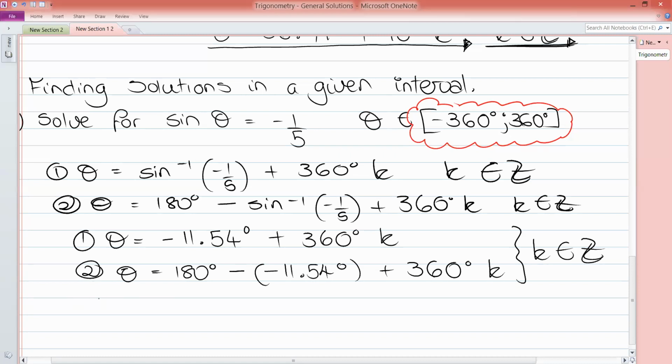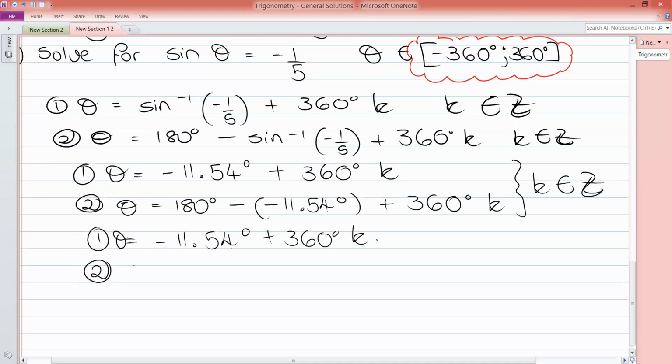Okay, so the first one doesn't change. The first one stays as -11.54 degrees plus 360 degrees k. The second one, however, is now 180 plus, okay, which now gives us 191.54 degrees plus 360 degrees k. Okay, k is an integer.